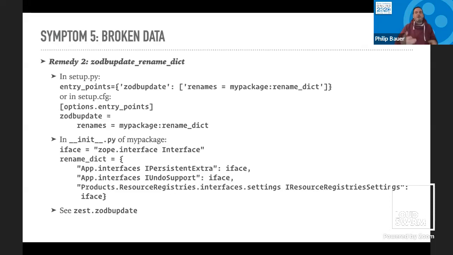So it will replace every instance of IPersistentExtra that was imported from app.interfaces with a simple Zope interface, which basically is nothing, which is not true, but it's not that much. So it will work again. See zest.zodbupdate for a couple of examples that are actually really useful.